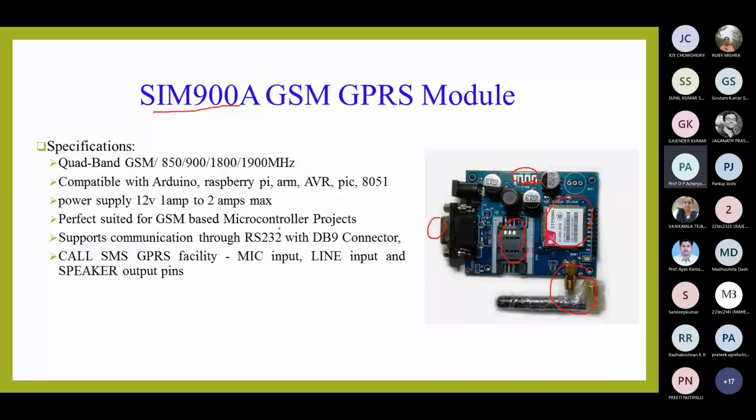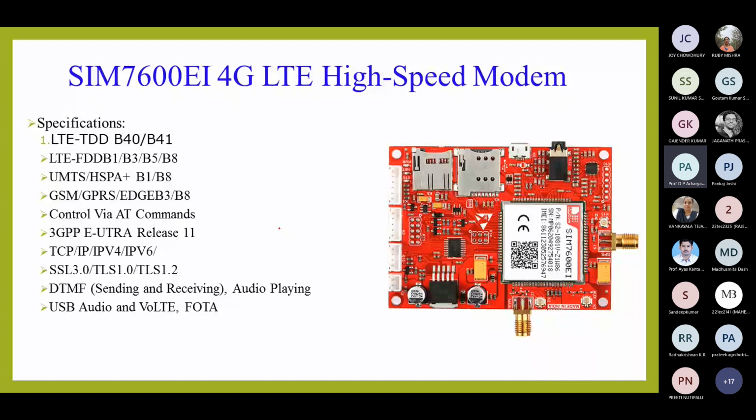Then SIM 7600EI. This is a 4G LTE high speed modem, and it works on LTE. LTE stands for long term evolution. TDD means time division duplexing. Then LTE FDD, frequency division duplexing, UMTS, HSPA, control via AT commands, TCP/IP. IPv4 and IPv6 both are supported here. And of course, we have DTMF and USB audio, and voice over LTE is of course there.